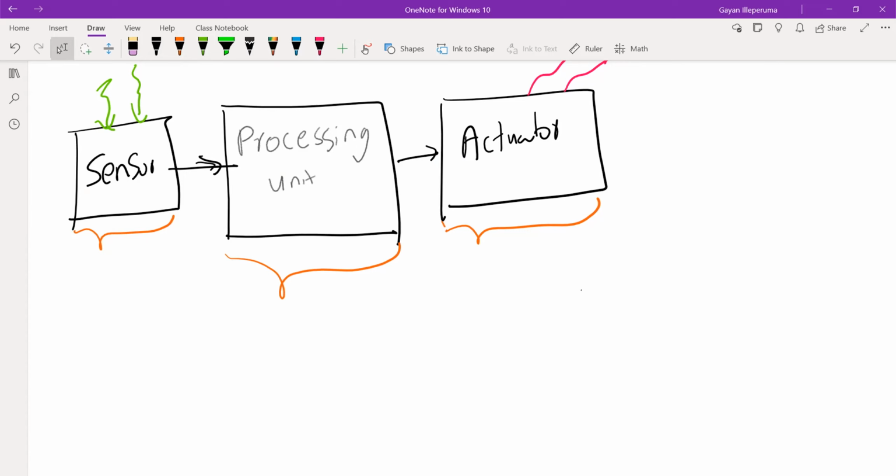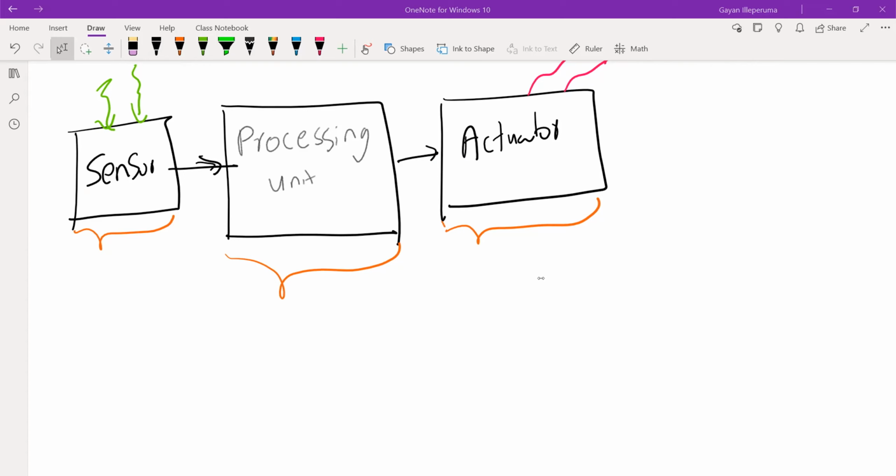Sometimes it comes in a very simple form like switches. Since this is the first lecture, we will start with this very simple sensor, which is the switch. There are different types of switches. We will start discussing switches today.